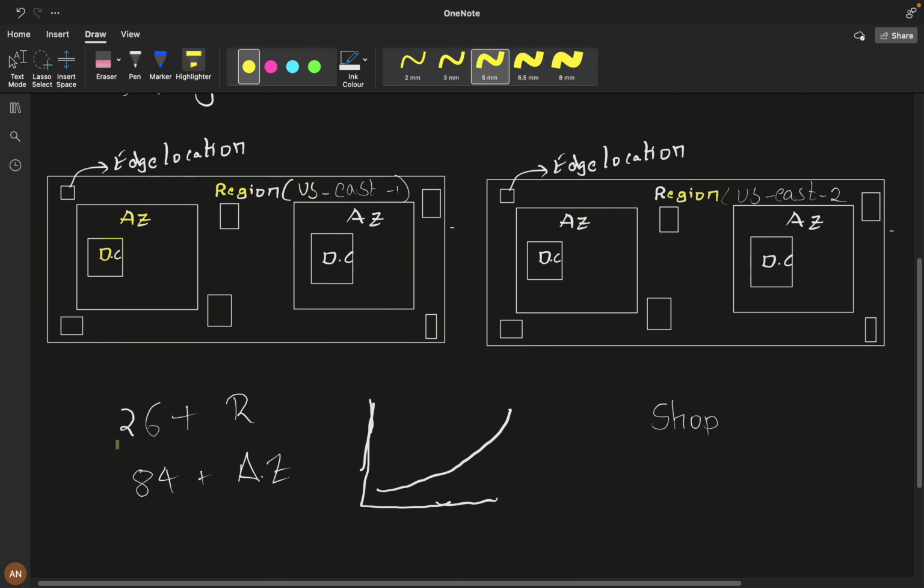If you see, there are 26 plus regions all over the world, and 84 plus availability zones, and depending on the usage, edge locations are installed across the globe. So we can say that AWS global infrastructure is increasing exponentially. In the near future you can see it everywhere in the entire world.